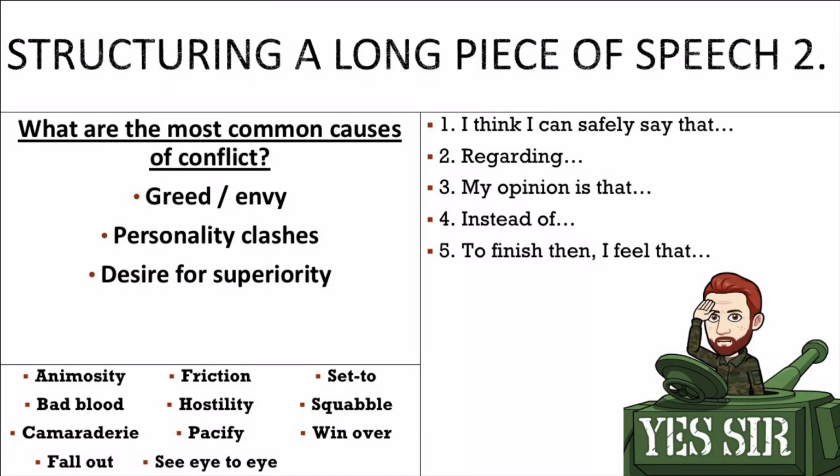Let's look at another example of a common topic that may be presented to us in this part of the test. Here we're talking about conflict. What are the most common causes of conflict? Greed or envy, personality clashes, desire for superiority, and some key vocabulary such as animosity, to hold animosity, camaraderie, so this sense of friendship or being there for others.